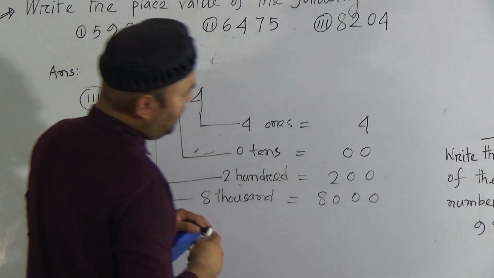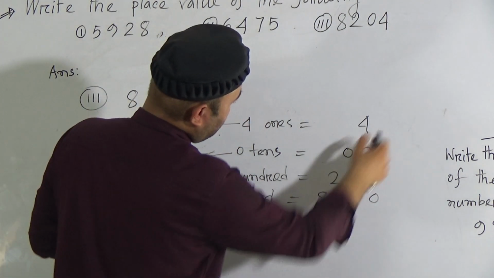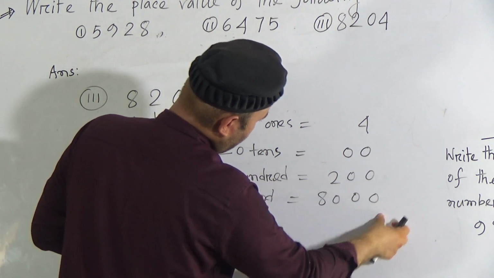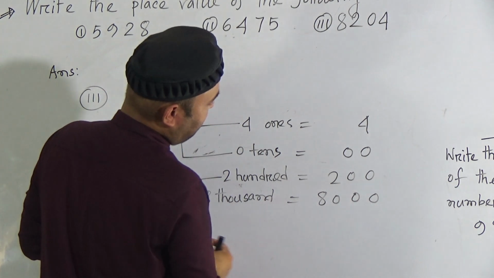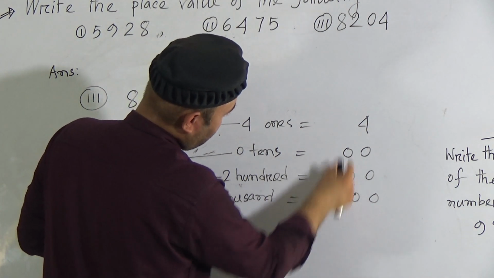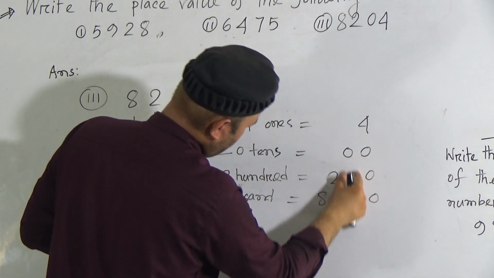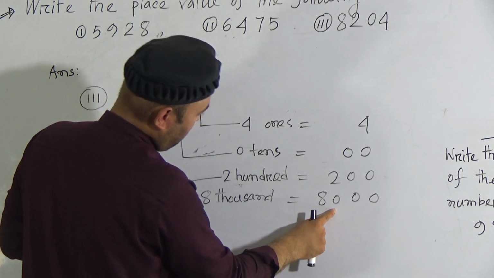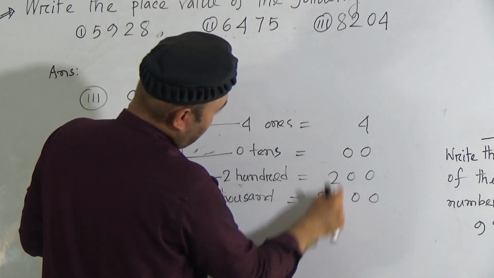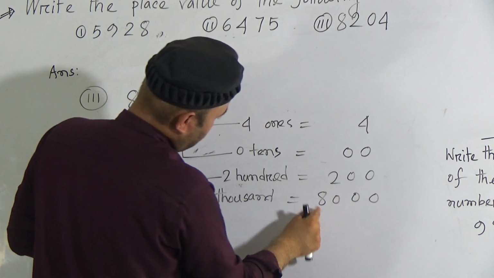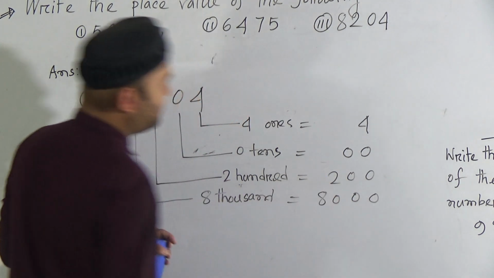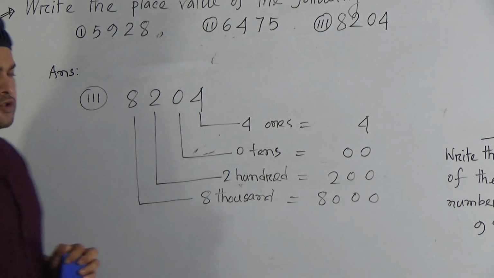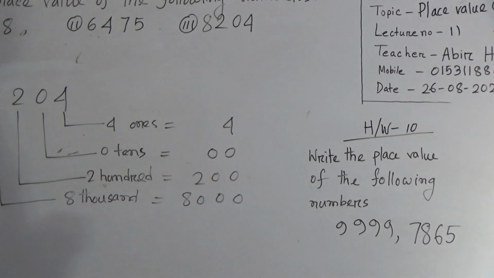My dear students, I again repeat that 4 is ones place. You have to mention these digits in the same line. 0 is the tens place digit, so you have to mention these lines. 2 is the hundred place, so you have to mention these lines, and 8 is thousand place, so you have to mention these lines. My dear students, hope you understood how can we write the place value of a number.